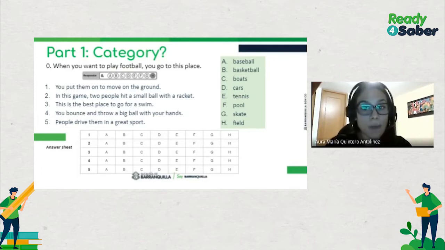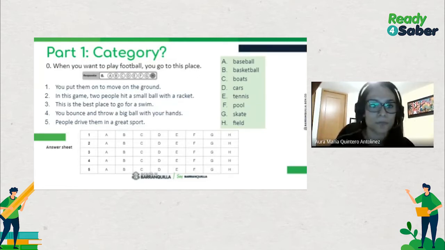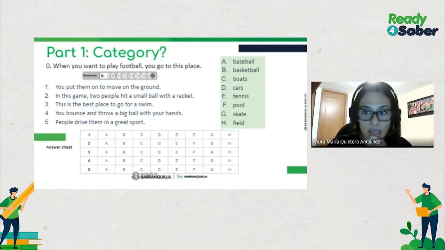You put them on to move on the ground. What do you think is the answer here? A second. In the chat box. You put them on. Okay, Gustavo, you say skate. Okay, you say skate. Any other option? Thank you, Gustavo.